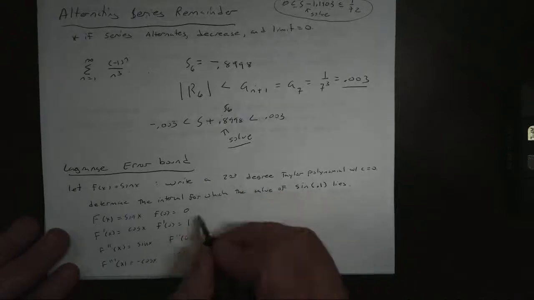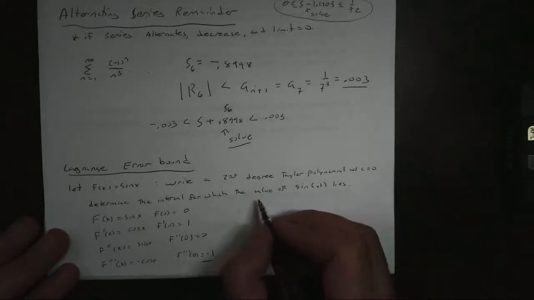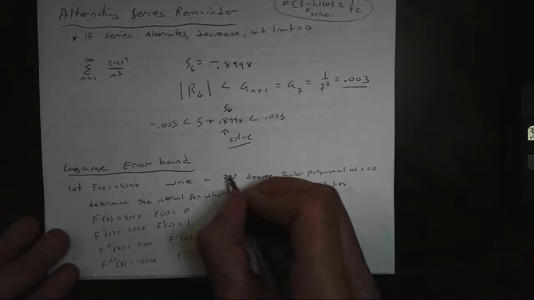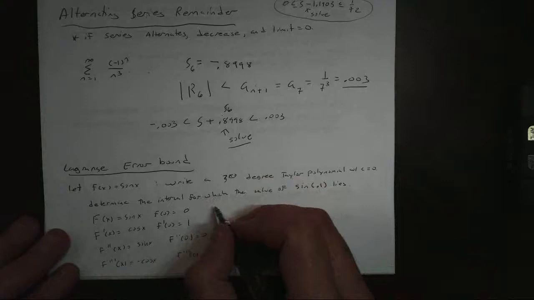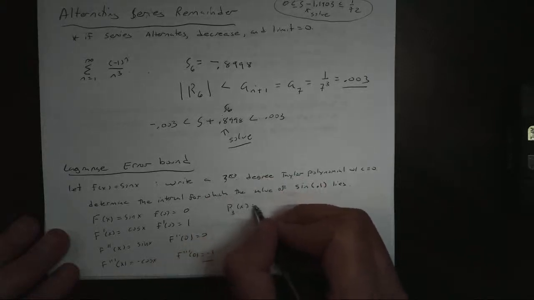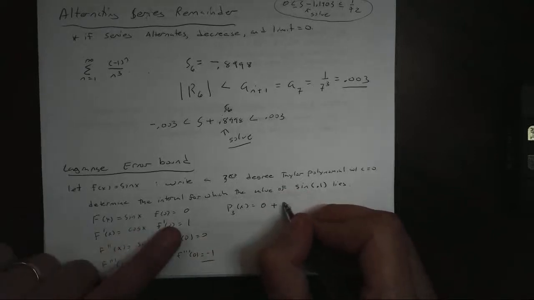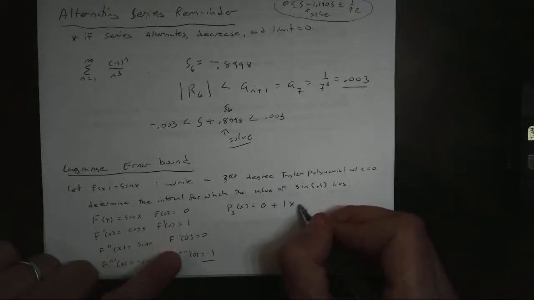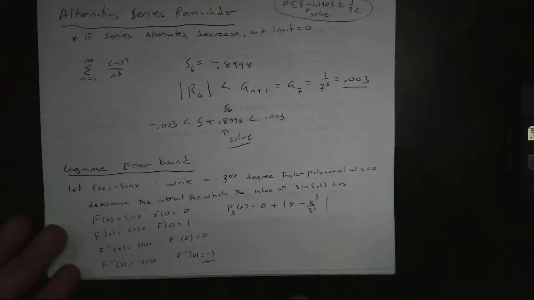I want to write my second degree Taylor polynomial, so here we go. Matter of fact, I really can't write it in this case, so let's change this up a little bit. Let's write a third degree polynomial, okay? So we'll need the fourth derivative, so we'll talk about that in just a moment. So my p sub 3 of x will become 0 plus, remember, my Taylor polynomial, 1 times x to the first, minus x cubed over 3 factorial. And there's my third degree Taylor polynomial.